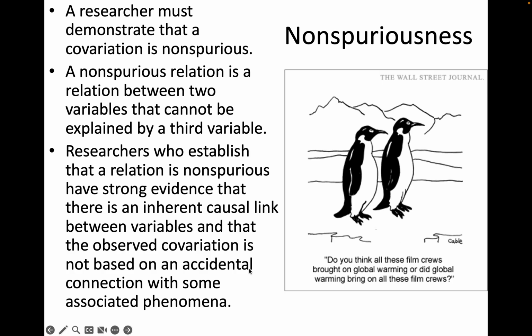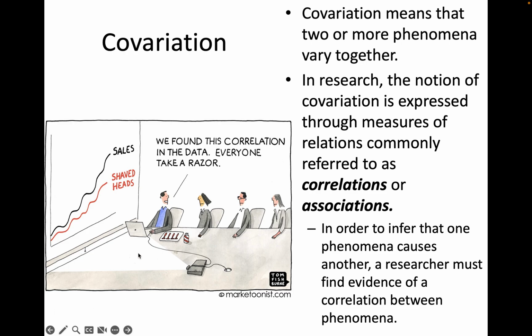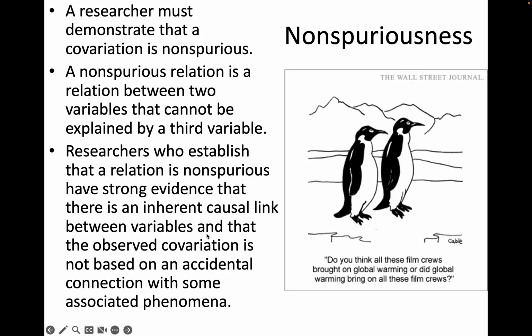Okay. The researcher must demonstrate that a covariation is non-spurious. A non-spurious relation is a relation between two variables that cannot be explained by a third variable. And of course, this is a spurious connection between sales and shaved heads. Researchers who establish that a relation is non-spurious have strong evidence that there is an inherent causal link between variables and that the observed covariation is not based on an accidental connection with some associated phenomena.